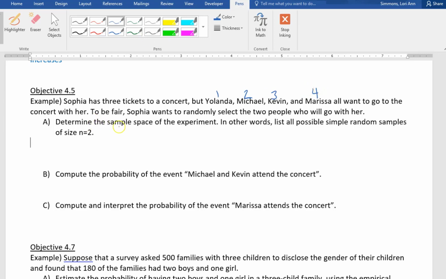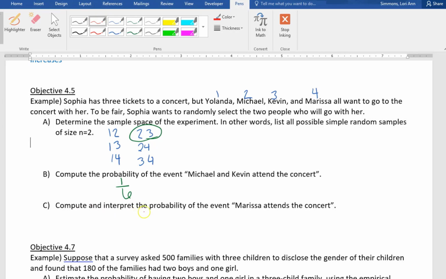So the first step is to determine the sample space. So we could have Yolanda and Michael, Yolanda and Kevin, or Yolanda and Marissa. Okay, what if Yolanda didn't go? We could have Michael and Kevin, Michael and Marissa, and then we could have Kevin and Marissa as an option. So compute the probability of event Michael and Kevin, so 2 and 3, attend the concert. So we have 1 over how many possible options are there? 6.